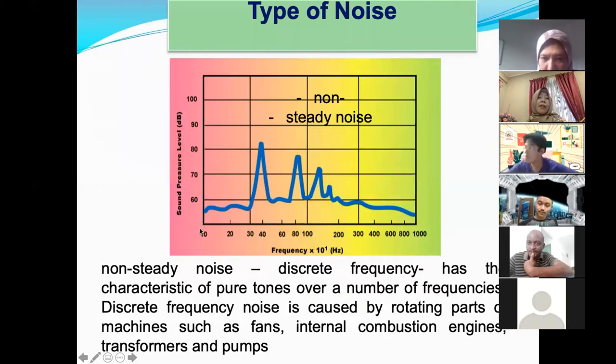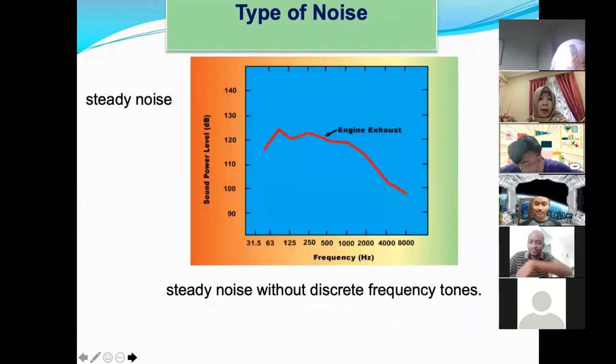Okay, this is the type of noise. When you measure outside noise, you go outside, you bring a sound level meter, you measure the noise source. If you find that the variation of the sound pressure level is like this, with a lot of peaks, it is called non-steady noise. The peak is called a tonal. If you get a reading like this, without significant tonal, this is called steady noise.